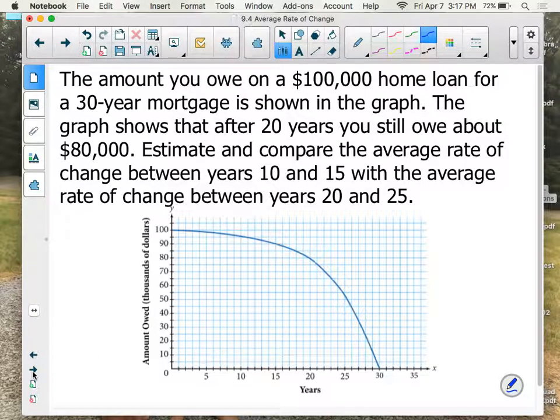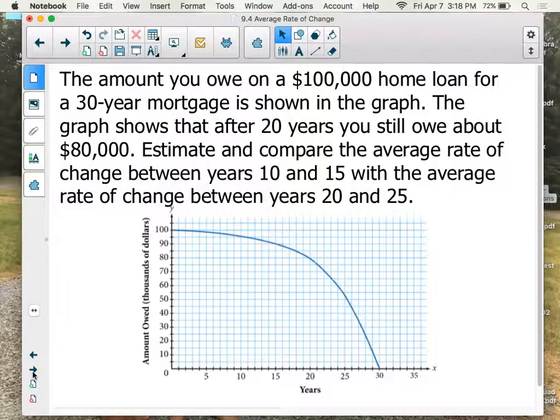So this graph is pretty neat. When you buy a house, and if you know somebody who owns a house, you can talk to them about this idea. You're going to buy a house. Let's just say the house costs $100,000 and you have no money. So what you're going to do is you're going to take out a $100,000 loan. And you're going to have 30 years to pay that off. So maybe you pay like $500 a month.